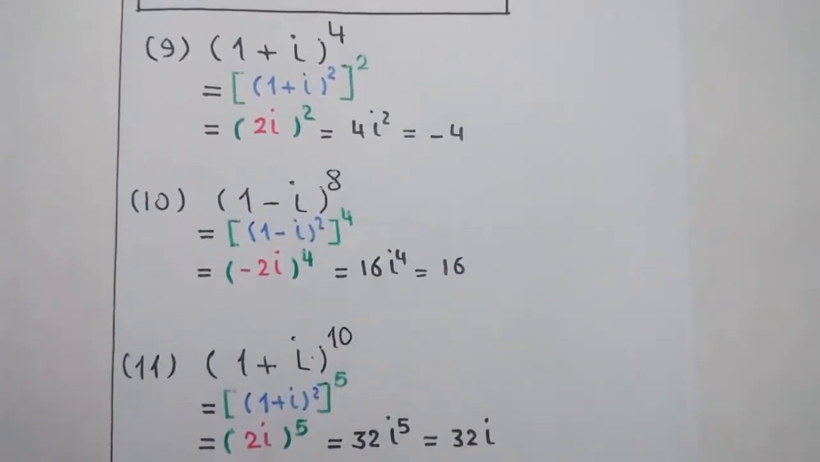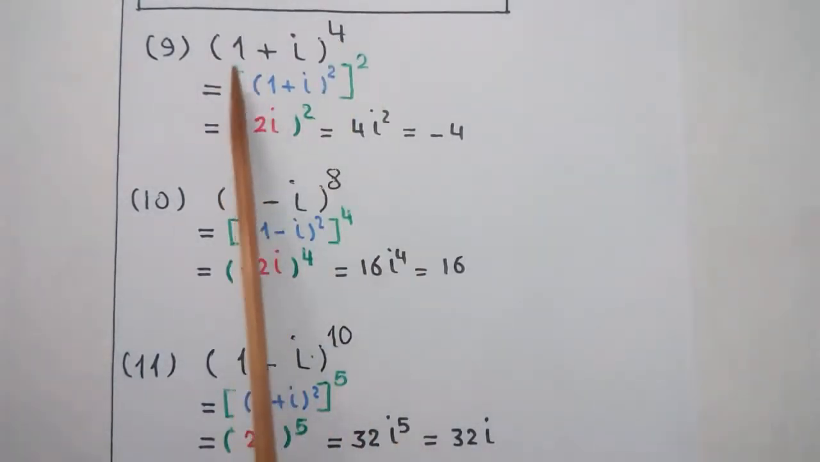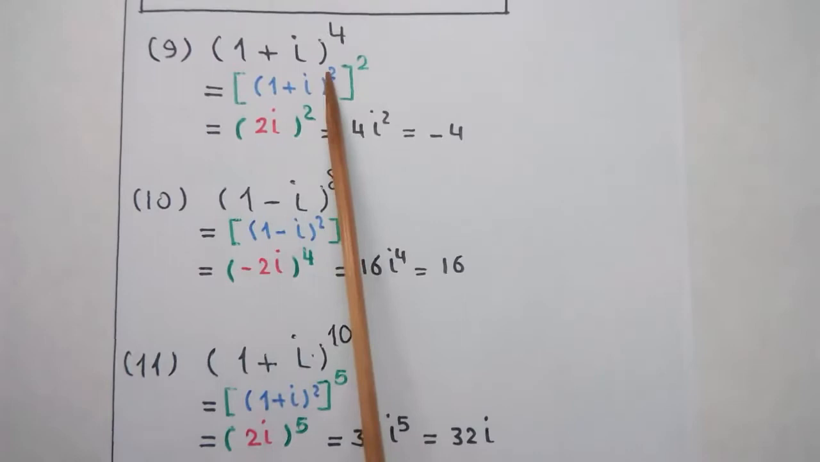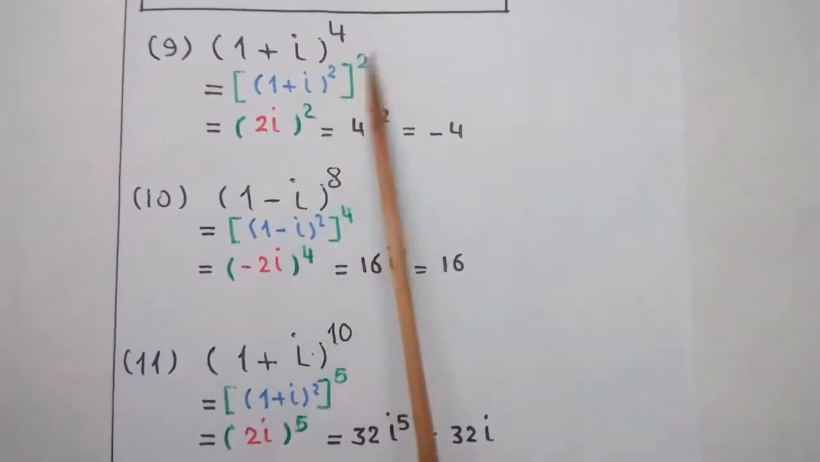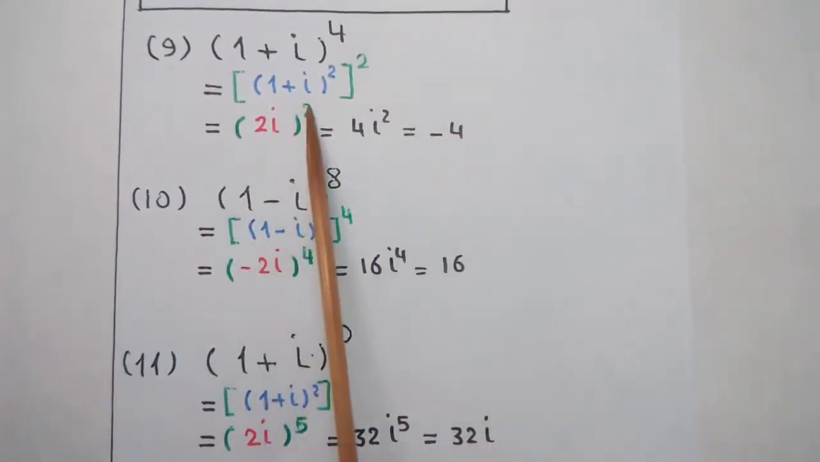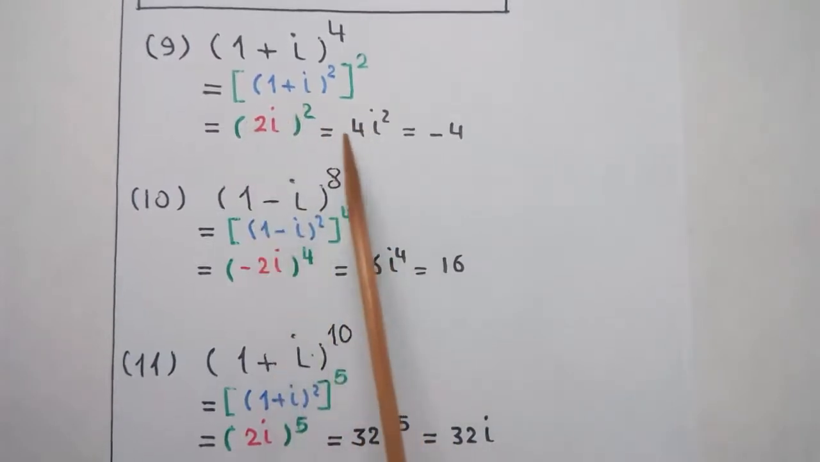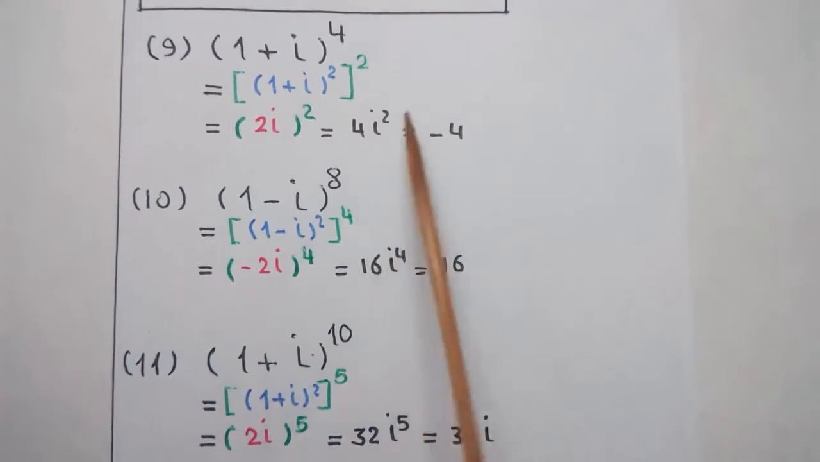(1 plus i) power 4 is (1 plus i) all power 2, all power 2. 2 divided by 4 is 2. (1 plus i) power 2 is 2i. (2i) all power 2: 2 power 2 is 4, i power 2 will be changed to negative, so negative 4.